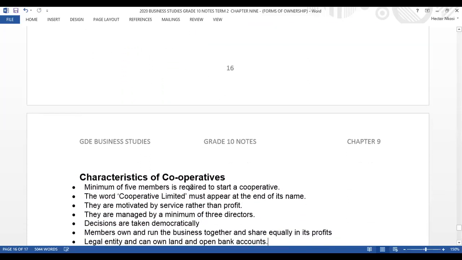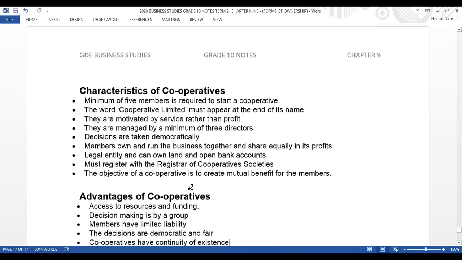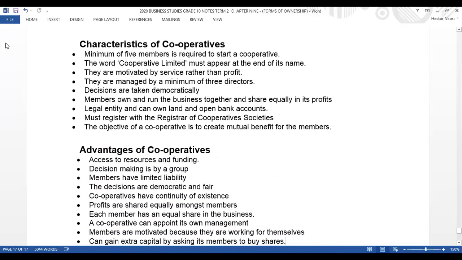Now, let's look at the characteristics of cooperatives. We need to know, boys and girls, that a minimum of 5 members is required to start a cooperative. So it must have 5 or more people, right? It cannot be 4 people, cannot be 3, but it can be 5 people going upwards. The words cooperative limited must appear at the end of its name. So how do we recognise a cooperative? We must see the words cooperative limited, right?